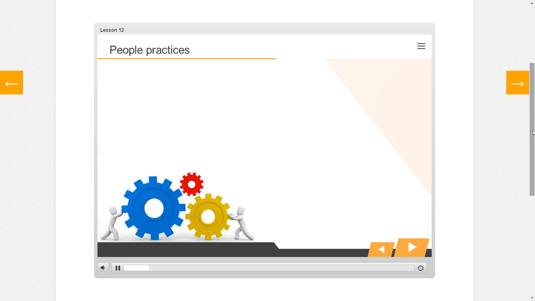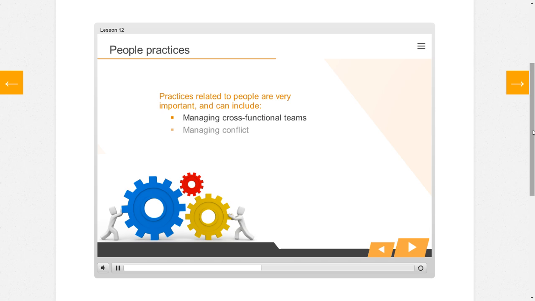Effective SIAM models rely on relationships, so practices related to people will be very important. Examples of areas where people practices are required could include managing cross-functional teams, managing conflict, creating shared goals. We're going to study managing cross-functional teams as an example of an area where people practices will need careful attention. For each of the areas we'll study, we'll describe it and then look at the associated challenges and practices.